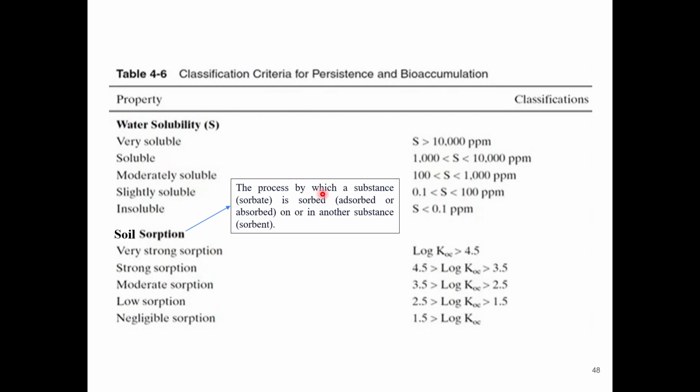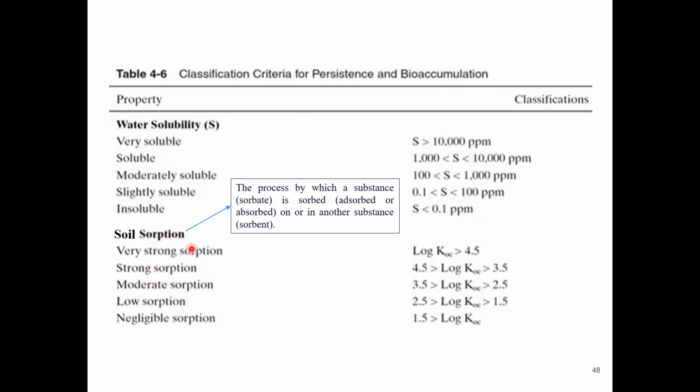So what is sorption? It is the process by which a substance, which is called the sorbate, is sorbed, which can be in the form of absorption or adsorption, in another substance which is called the sorbent. So a substance, the sorbate, gets either adsorbed or absorbed in another substance called the sorbent.